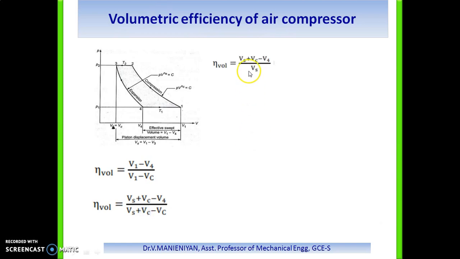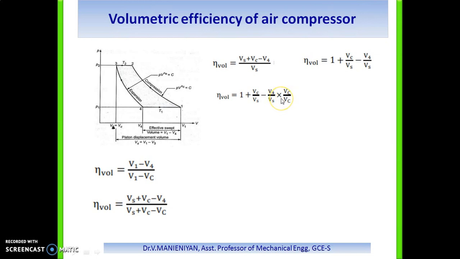Next we express this in terms of volume: (Vs plus Vc minus V4) divided by Vs. After simplification, taking Vs separately, we get Vs by Vs, which is 1, plus Vc by Vs, minus V4 by Vs. Then, as another simplification, the equation is multiplied and divided by Vc on the right-hand side.